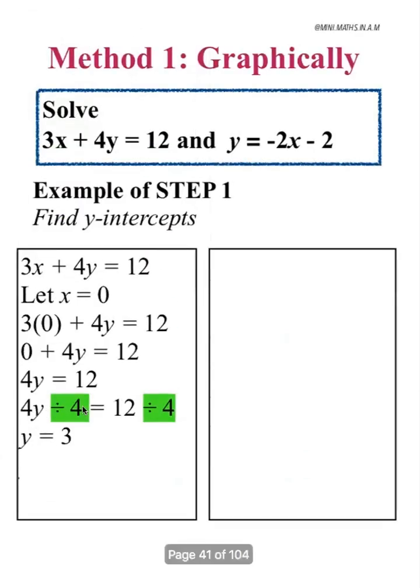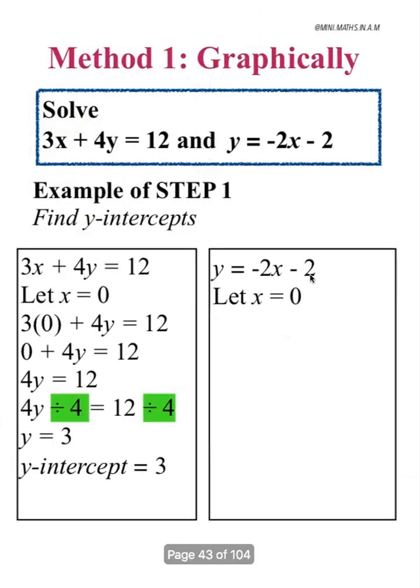Over here, 4y divided by 4, the 4s cancel out. So we're just left with y. Over here, 12 divided by 4 is 3. So we can see our y is 3, so our y-intercept is 3. Now we're going to do the same thing for this equation over here. So again, to find our y-intercept, we make x equals 0. So we just substitute x equals 0.